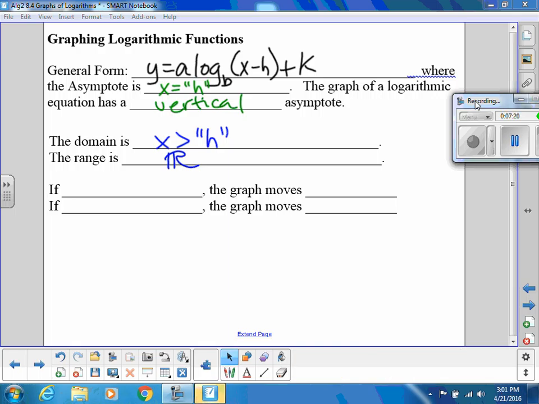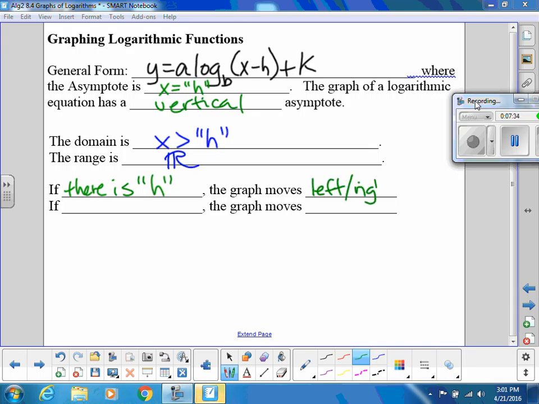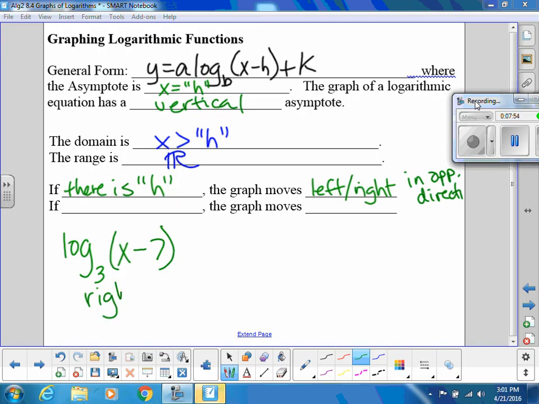Okay, so recap on the h. So if there is an h value, the graph moves left or right in the opposite direction. Okay, so that says direction. So, for example, if I had log base 3 of (x minus 7), I would know that this is going to move to the right 7 because that h value is positive 7. It's opposite of how I see it in the equation.